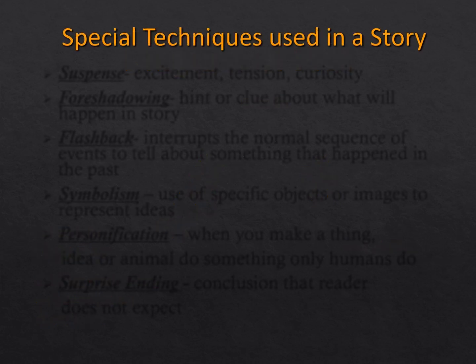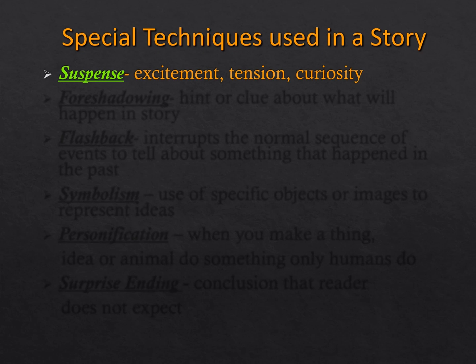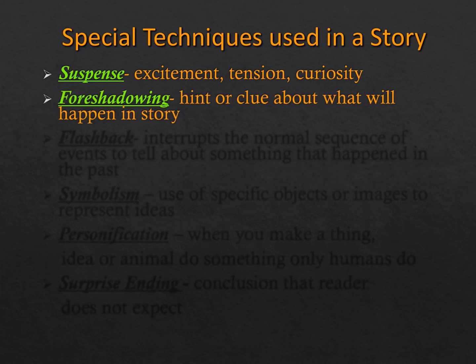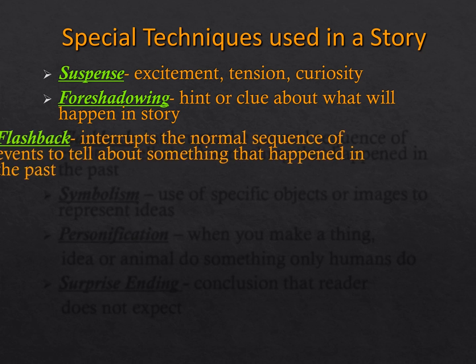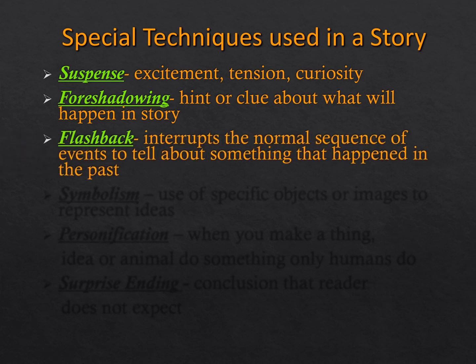There are special techniques used in a story. These are suspense, which is using excitement, tension, or curiosity. We also have foreshadowing, the giving of hints or clues about what will happen in the story. We also have flashback, which interrupts the normal sequence of events to tell about something that happened in the past.